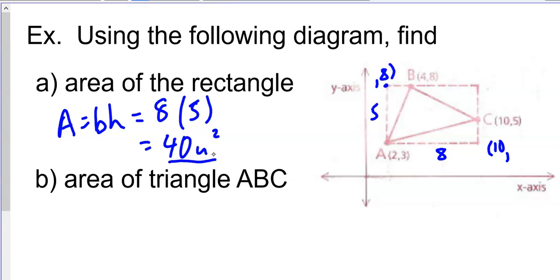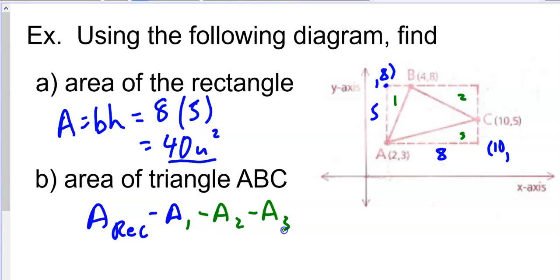Okay, so we're probably going to want to fill in these so we can find the area of triangle ABC. Well, sometimes it's easier to find the areas of other things and subtract them. So in this case, it might actually be easier to take the area of the rectangle and then subtract off all these triangles. So let me just label these triangles. 1, 2, 3. So area 1 minus area 2 minus area 3. So I'm going to subtract off all these triangles from our rectangle, which we already found to be 40.